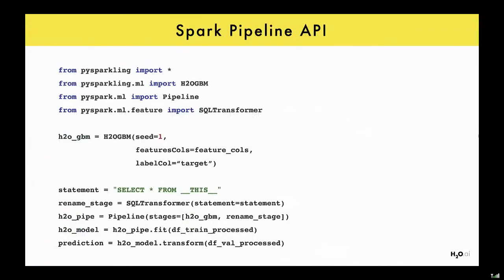So finally, how the pipeline API looks. I'm using PySparkling, Python code. You can do this in Scala as well. The API is completely the same.